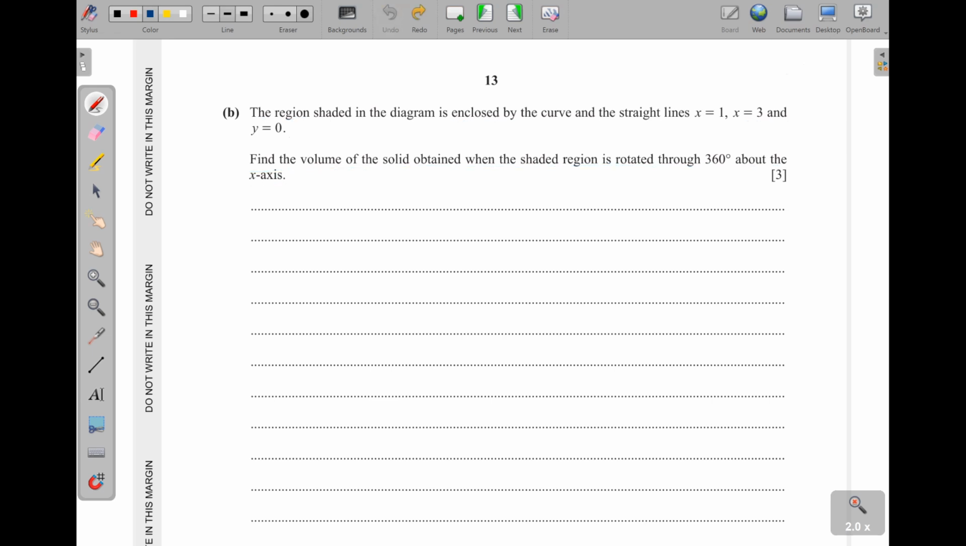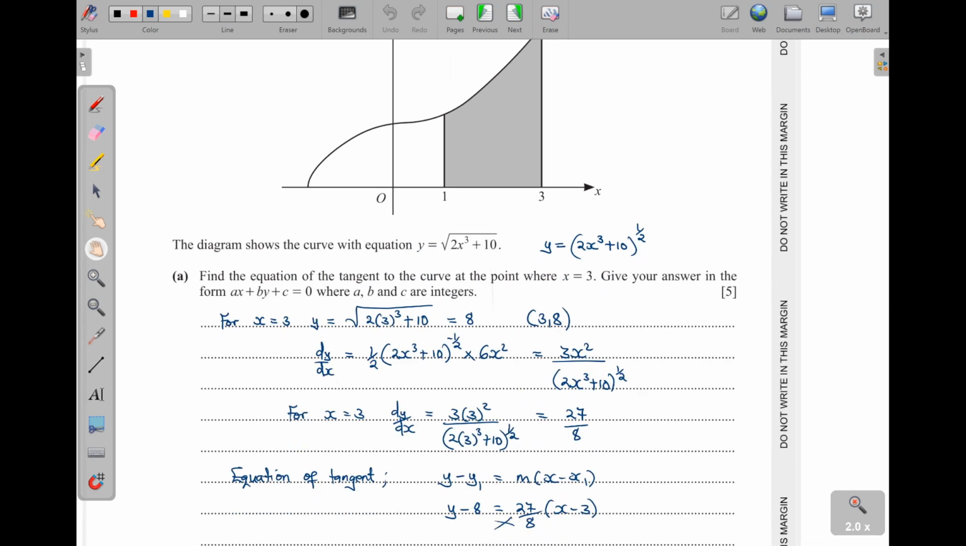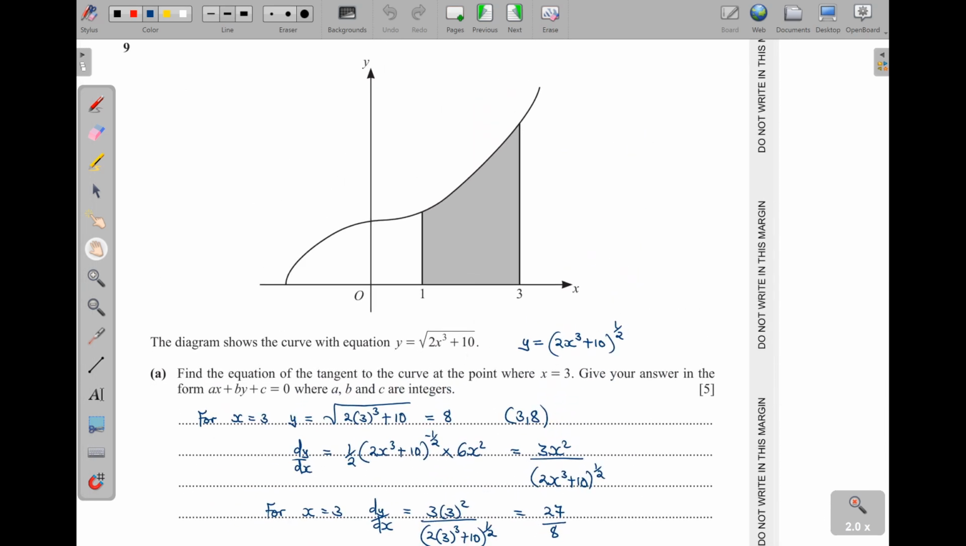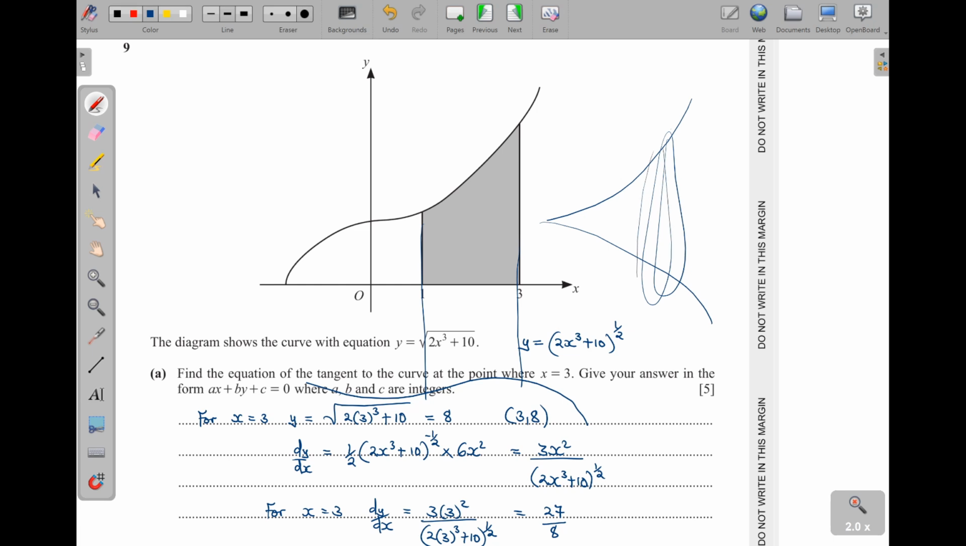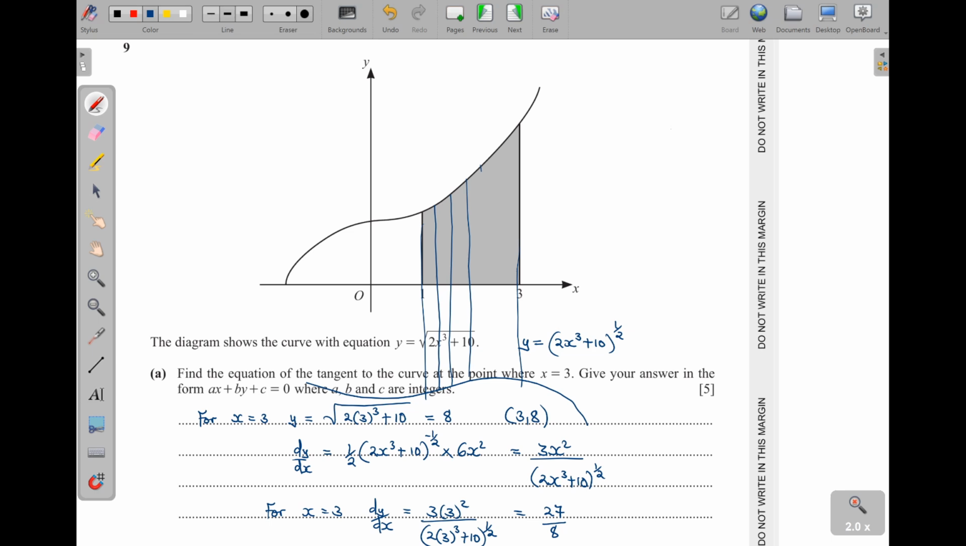Now, when we go back to our diagram here and rotate this about the x-axis, it is going to look like this, okay? It's like when you have a stick and you keep on rotating it, you will find something like that. Now, we are going to strip this into very many strips, which will approximate to cylinders.